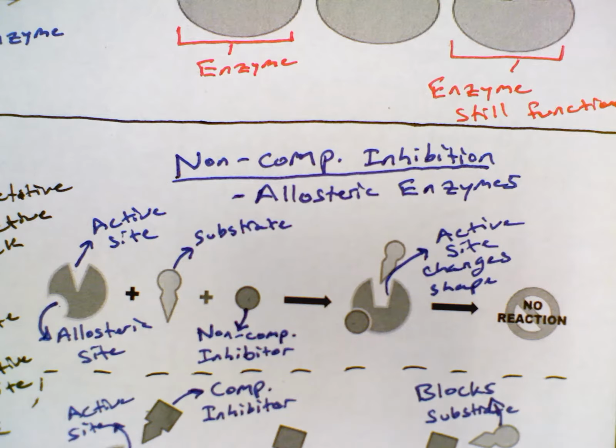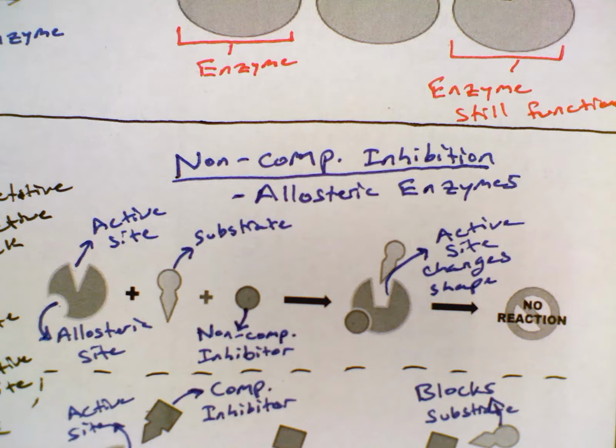Okay? It says non-competitive inhibition. So we need ways to turn proteins on and off. There's two major ways that this can be done. One is called competitive inhibition, and one is called non-competitive inhibition. The way that non-competitive inhibition works is that I always start with the more complicated one because it makes the next one easy.